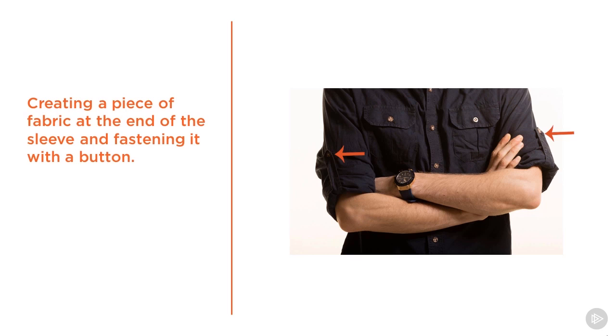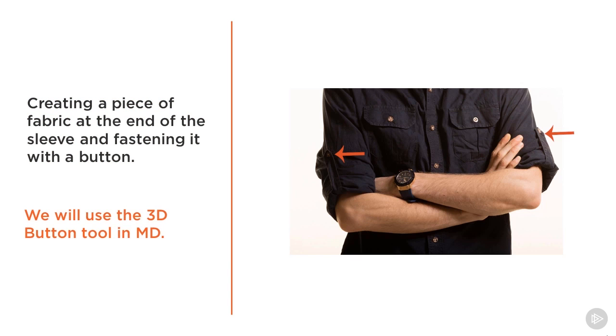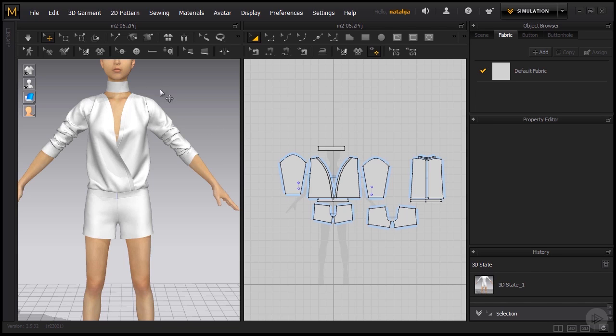So in this clip, we'll be adding a folded string of fabric at the end of the sleeve and fastening it to the sleeve with the help of the 3D button tool, which we didn't have a chance to use yet. And this 3D button tool can be found above the 3D window right here. So we have the button tool, the buttonhole tool, and a way to fasten both of these, which is the fasten button tool, and we can also move the buttons and the buttonholes with the help of the move tool.